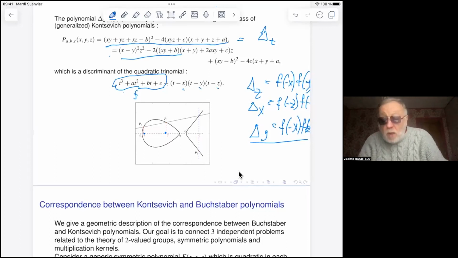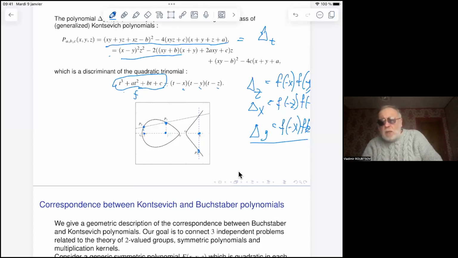X, y, and z. In these points, we can consider these roots like abscissas of 3 points on my cubic, P1, P2, P3. They correspond. So the relation law between addition on the elliptic curve and these roots is very, very straightforward.